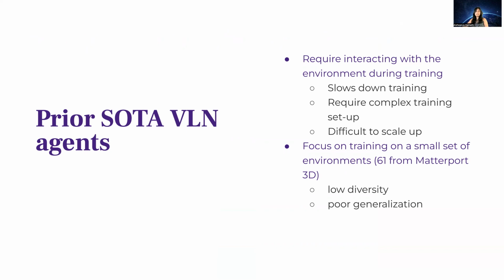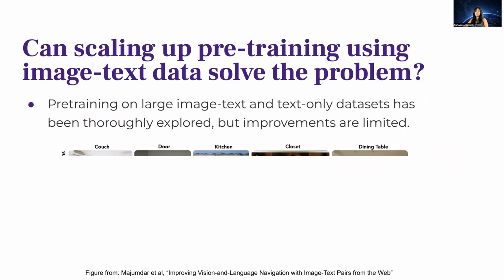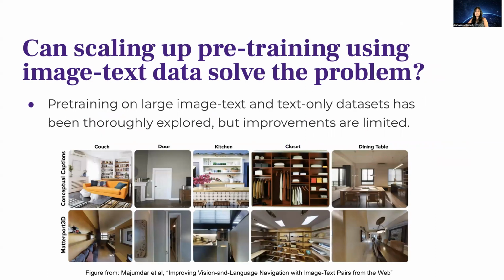Secondly, all previous VLN agents have focused on training on a small set of environments based on Matterport3D. This results in low diversity of objects and scenes and leads to poor generalization to unseen environments. Given the success of image-text pre-training for general vision and language tasks such as captioning and question answering, the natural question to ask here is whether scaling up pre-training using web-scale image data can also solve the problem here.